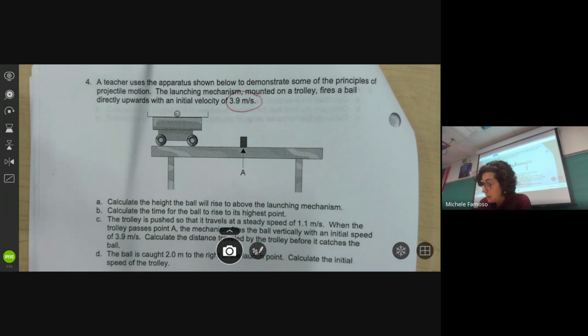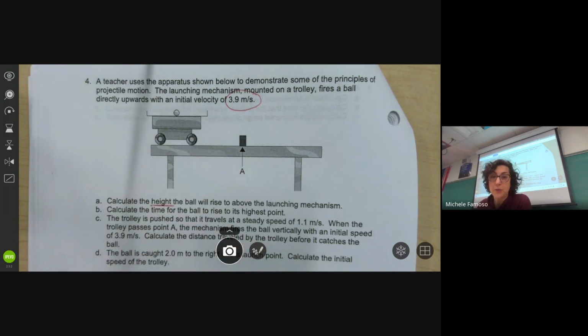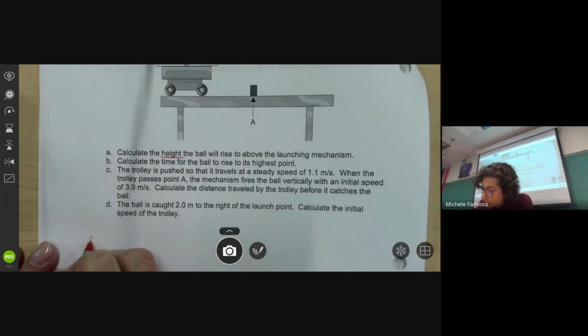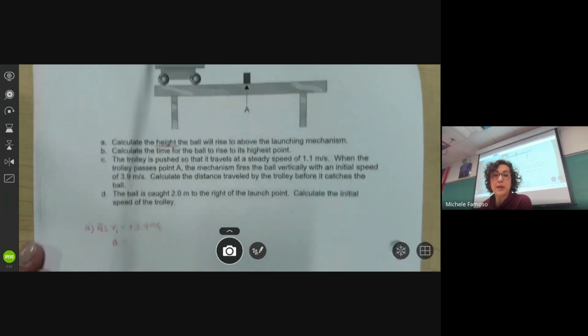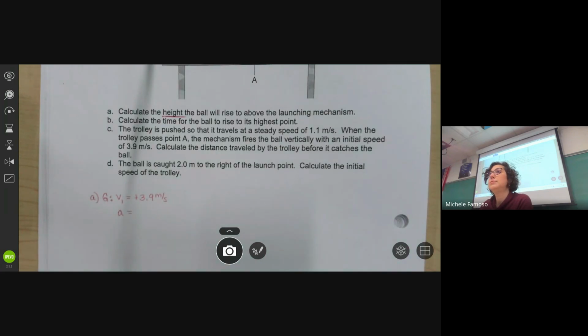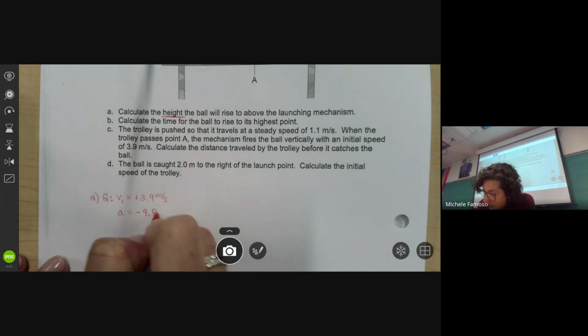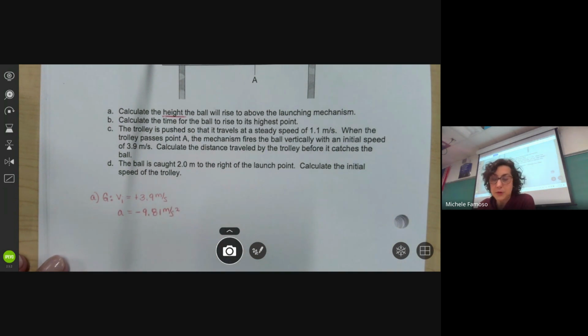So this isn't even a projectile motion question with an angle yet. It's just going to be shot straight up, which means that in part A, I would have a given of a VI being positive 3.9 meters per second. Now, as it goes straight up, it slows down. What is its acceleration, which makes it slow down? Who can tell me? Yep, Nikolai. That is correct. Negative 9.81 meter per second squared.